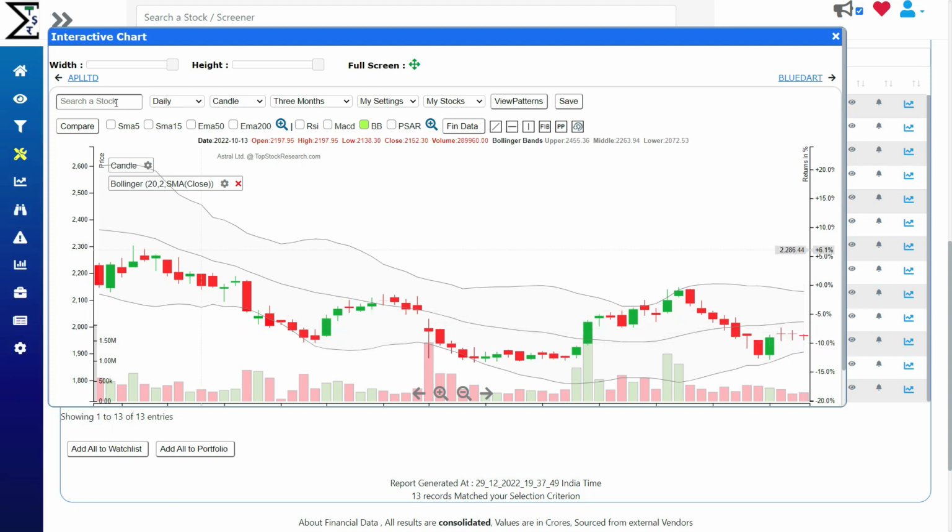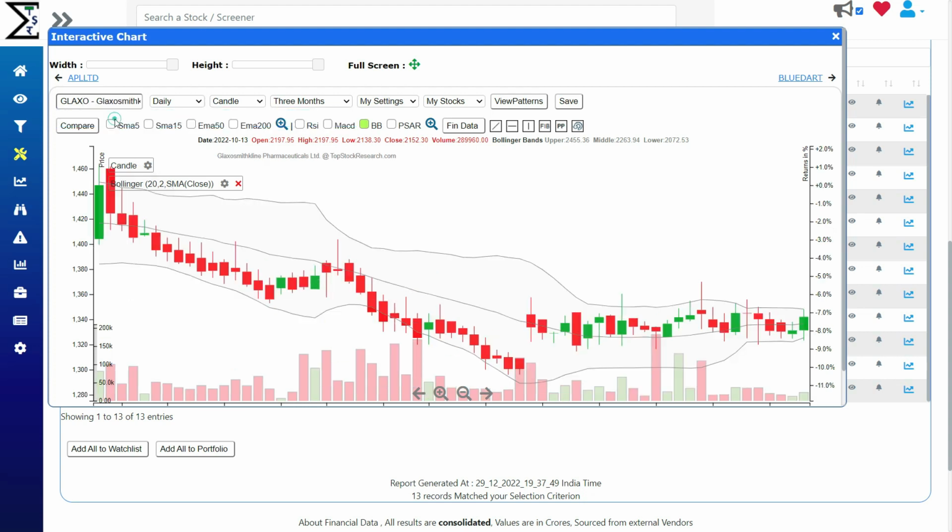I see Glaxo, so let me try to get Glaxo. GlaxoSmithKline, right? You see it's very, very narrow. It's extremely narrow. Because it was in a very narrow range, first of all it was narrow, it got further narrow, and now it is even smaller. So somebody will have to take a call of going up or down. There's a lot of demand and a lot of supply within this zone. Whichever direction it goes, it is likely to go in that direction.